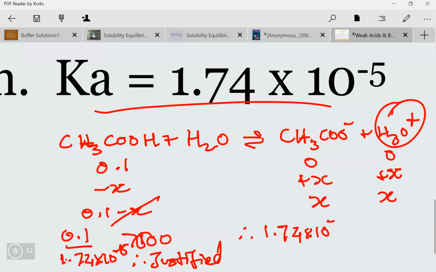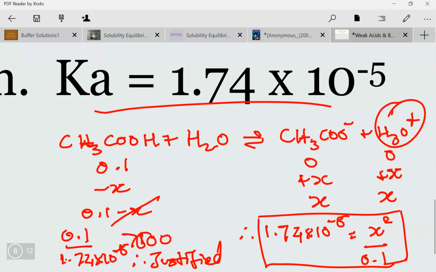1.74 times 10 to the power of negative 5 equals x squared divided by 0.1. I have got rid of the negative x. This will be the general expression after you do an ice table for almost any weak acid or weak base. So the Ka or Kb equals x squared divided by 0.1, and x is your H3O plus if it's an acid, OH minus if it's a base, right? It will always look this way. You can show me an ice table, but if you are confident enough to do the ice table in your head and just straight away write this equation, all power to you.